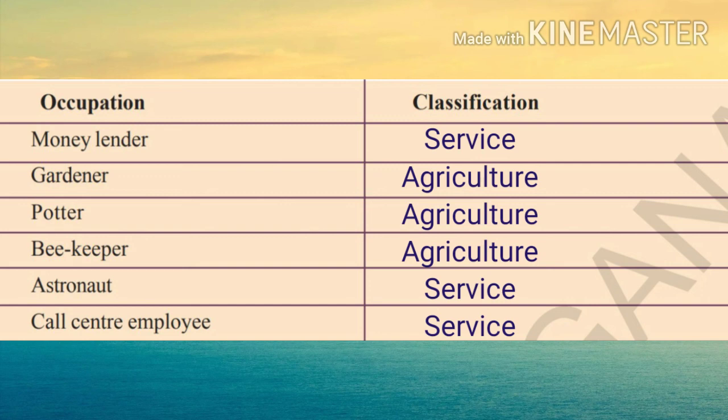A gardener comes under the agriculture sector. It is related to nature. A potter comes under the agriculture sector. He makes different pots using his skills. A beekeeper comes under agriculture. He takes care of beehives. An astronaut comes under the service sector. He represents the country internationally. Call center employees come under the service sector. They answer queries and questions from customers.